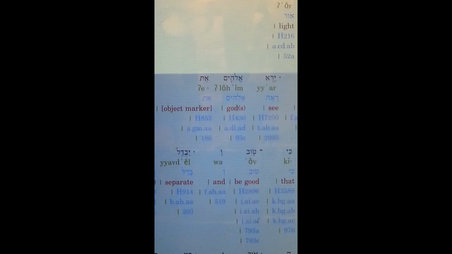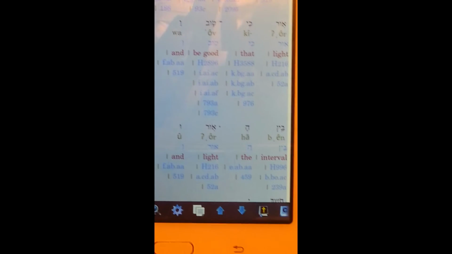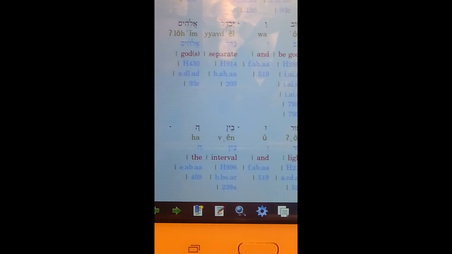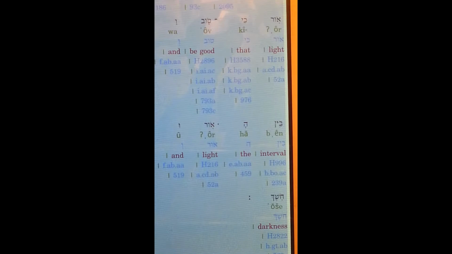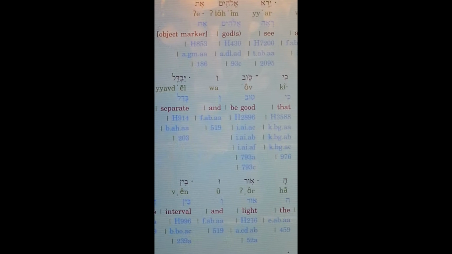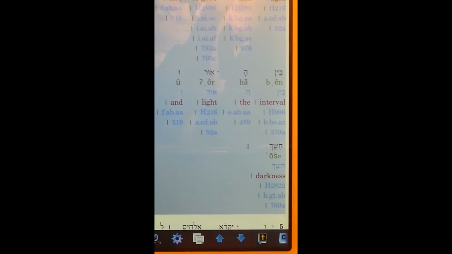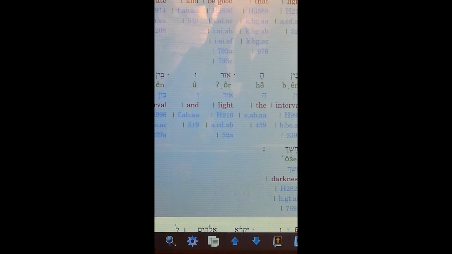Right here in number 4. This is verse 4. Look. And see God's object marker, the light that be good, and separate God's interval, the light and interval, the darkness. So now, if I apply that, Aleph Tav, the way I have before, which they're calling object marker, which is, they're saying not pronounceable, which we beg to differ. It says, and see Elohim spoke. And then light that be good and separate Elohim interval.